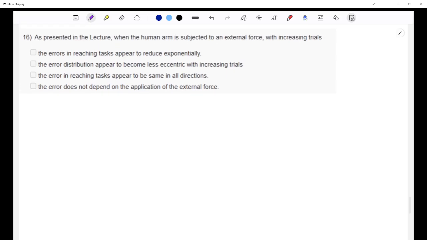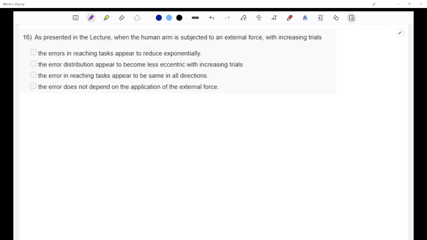So, as presented in the lecture, when the human arm is subjected to an external force with increasing trials, the error in the reaching task appeared to reduce exponentially. The error distribution appears to become less eccentric with increasing trials. The error in reaching task appeared to be same in all the directions and the error does not depend on the application of the external force.